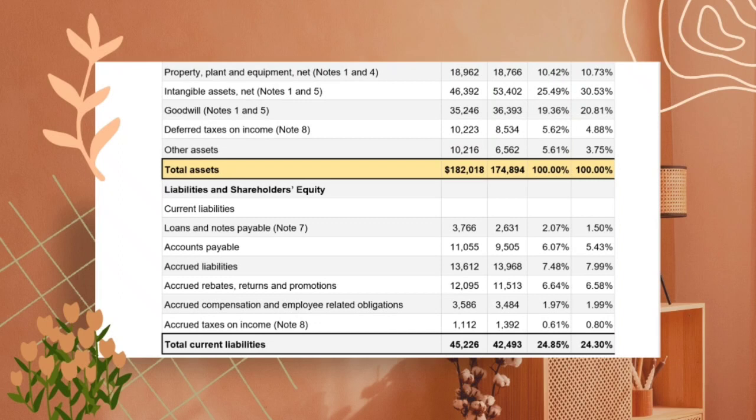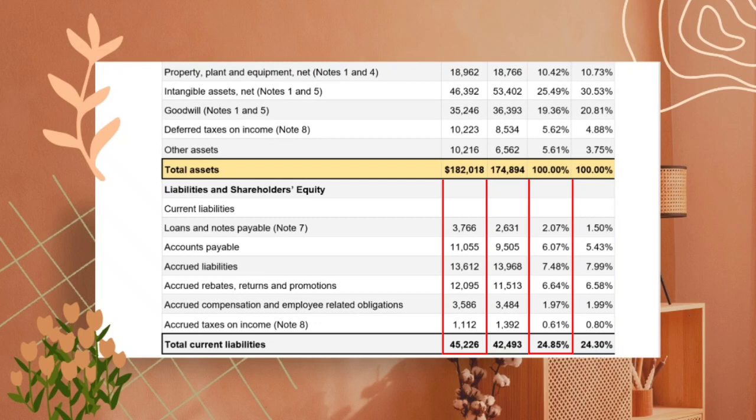Next is we're going to compute for the liabilities and shareholders' equity for 2021, the common size or the vertical analysis. So, in each line item of liability and shareholders' equity, we're going to divide it to the total asset multiplied by 100 and then equals to the result. First is current liabilities. Loans and notes payable, 2021, 3,766 divided by the total asset, 182,018 multiplied by 100. The result is 2.07.